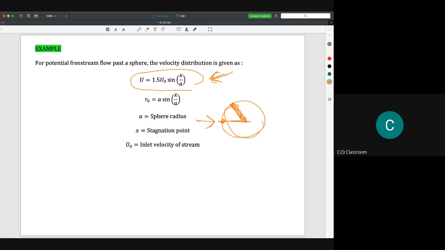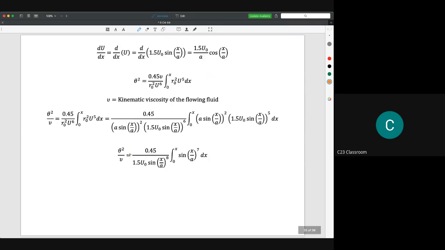Okay, let's say this is the theta. Okay, so the idea is actually come from this one. And then the u naught here is the inlet velocity of the stream. Okay, so we do the same things. I think you get the idea.